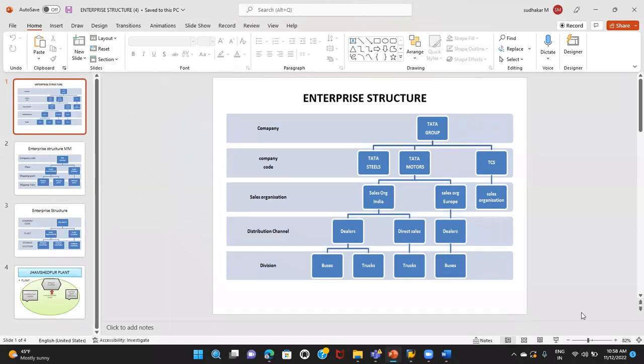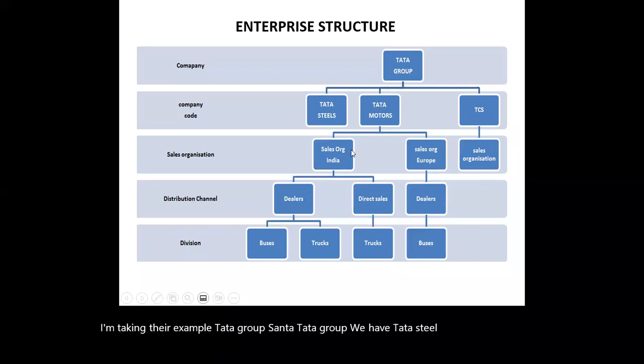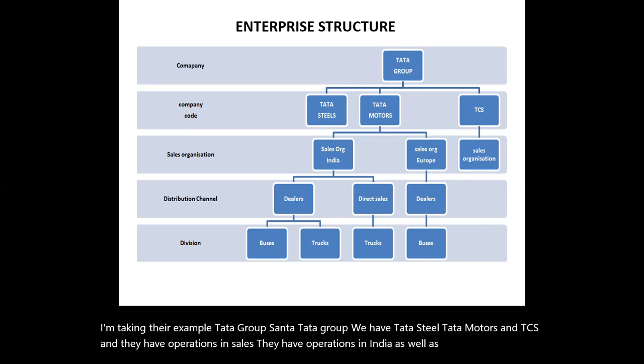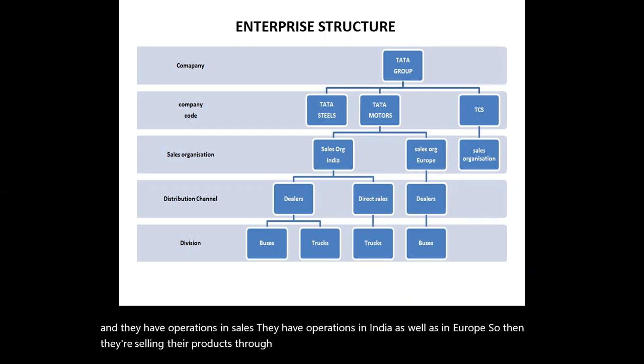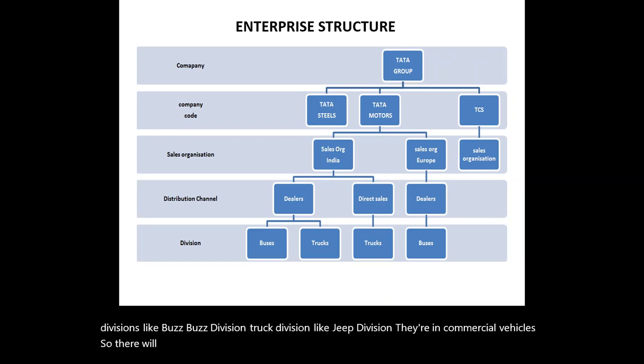If you see here, this is a structure, and I'm taking Tata Group as an example. Under Tata Group, we have Tata Steel, Tata Motors, and TCS. They have operations in sales, in India as well as in Europe. They sell their products through dealers as well as direct sales. They have different divisions like bus division, truck division, Jeep division, in commercial vehicles. So there will be different kinds of divisions here, right?